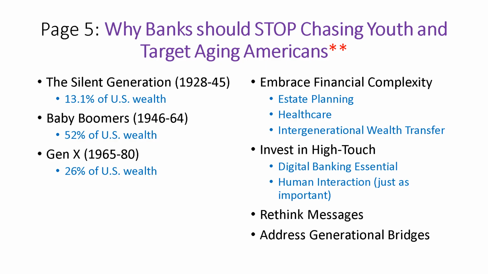And so some ideas he has over on the right is that if you offer more services to older or aging Americans, or target them, some of the things you can do is embrace financial complexity. These are some of the things that aging people are concerned about: estate planning, health care, and intergenerational wealth transfer. And so why not have products that focus on the concerns of the people with the money?